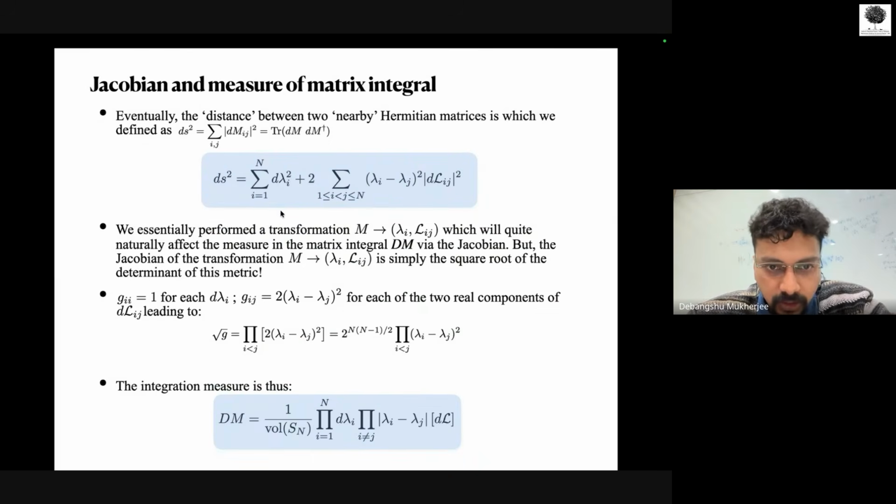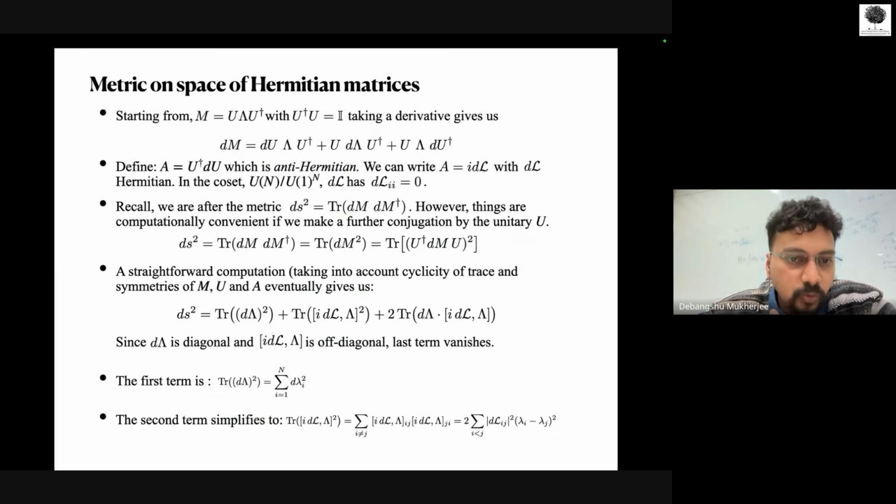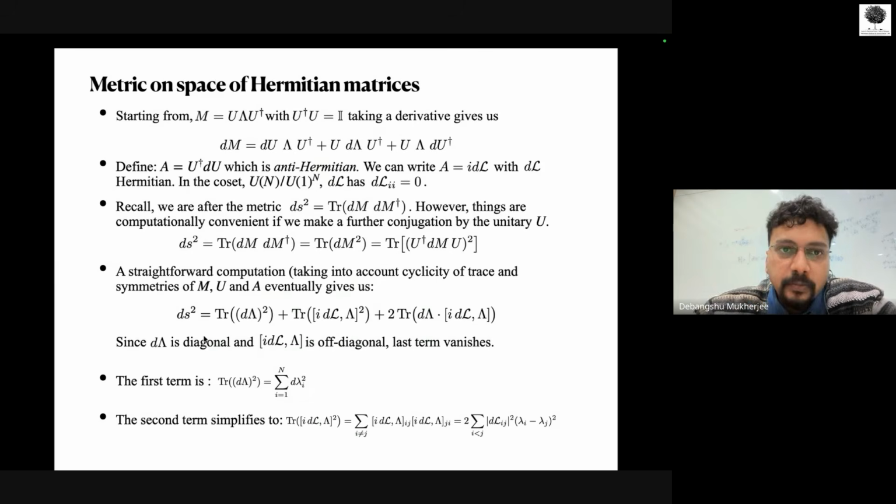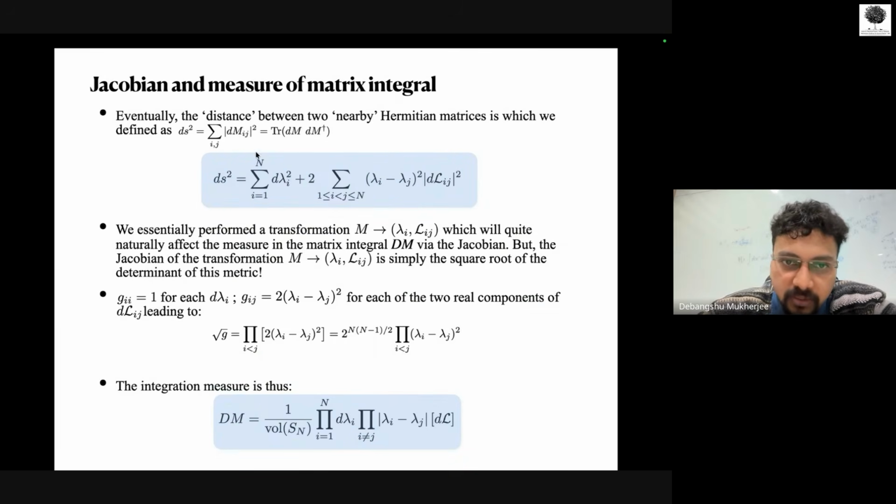So if you see here, this is precisely what I mentioned here. What we did was we started with simple Euclidean coordinates, a bunch of Euclidean coordinates, right? Which was M_ij, N squared Euclidean coordinates. This is what we started off with. Then we did a transformation, M is U dagger lambda U. Now I have defined a metric in the space of Hermitian matrices. The Jacobian is nothing but the square root of the determinant of this metric. And that is what it is.